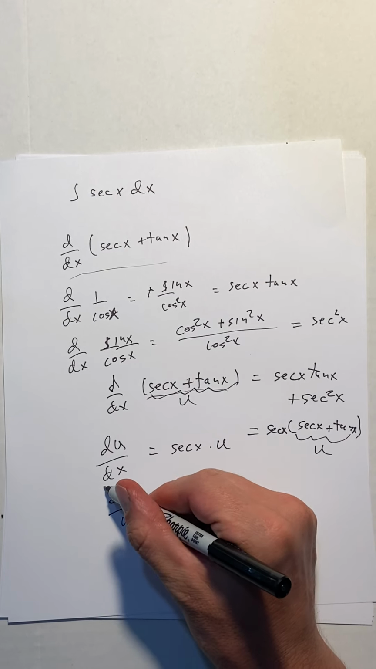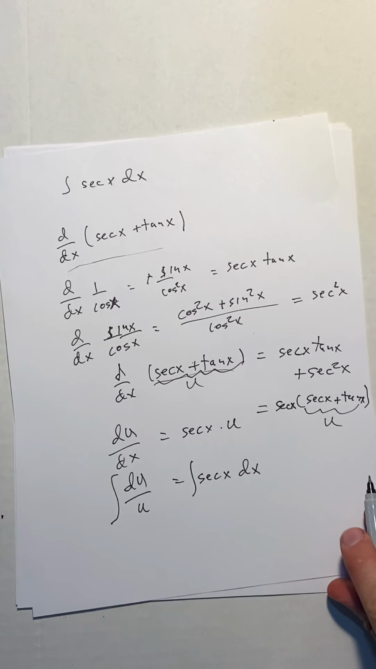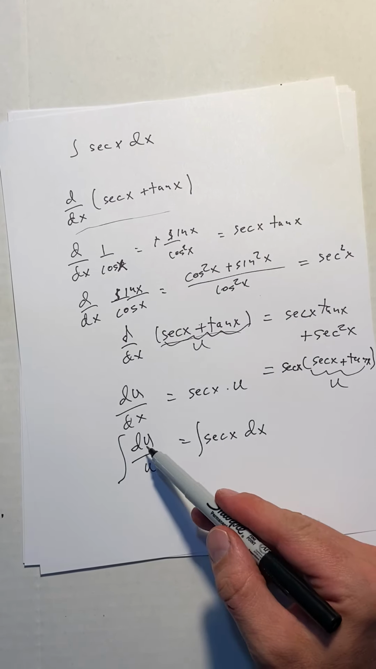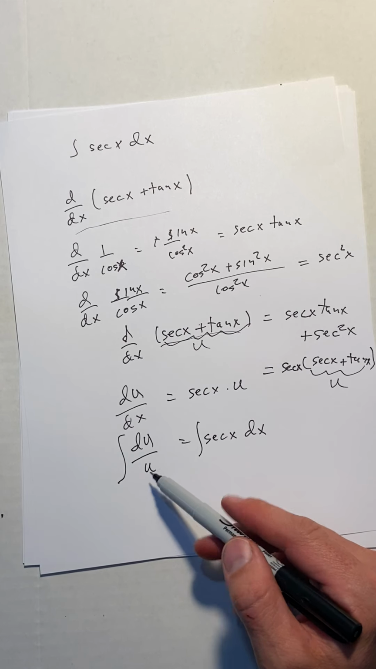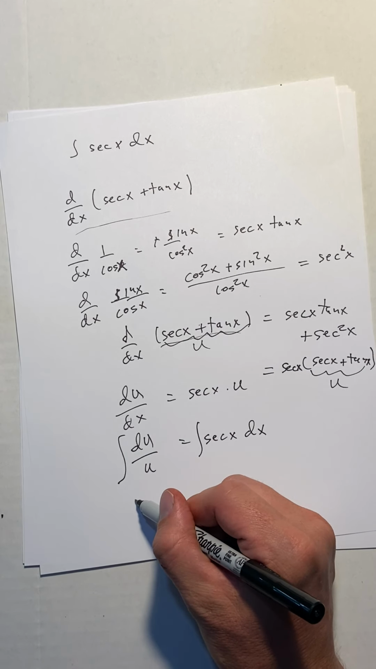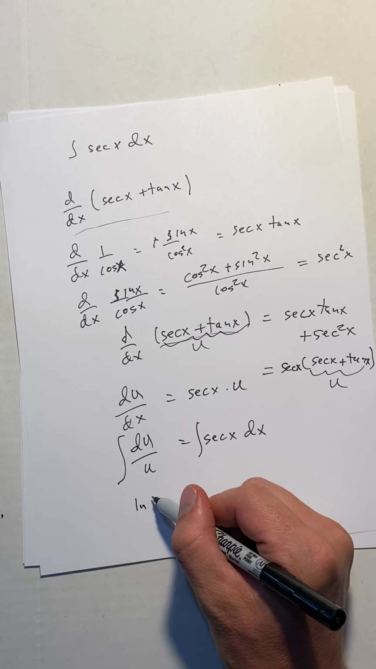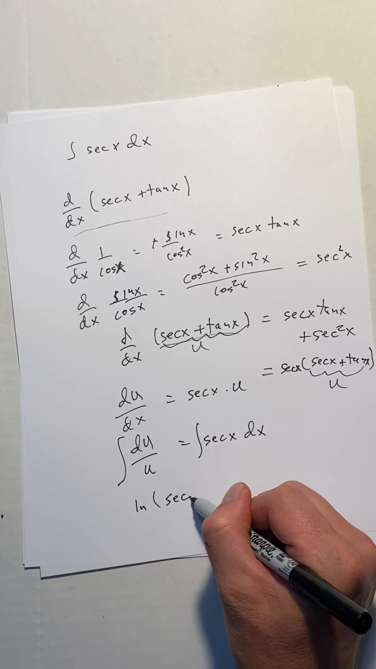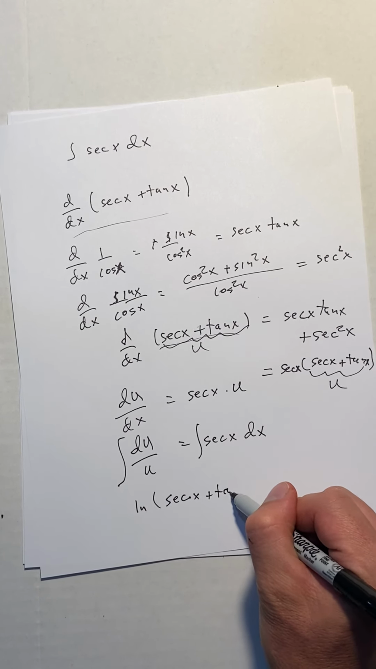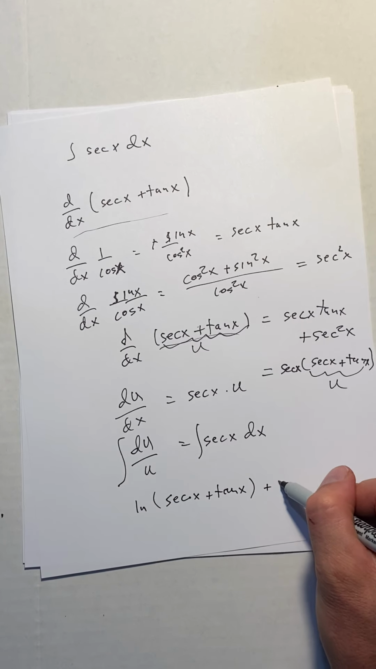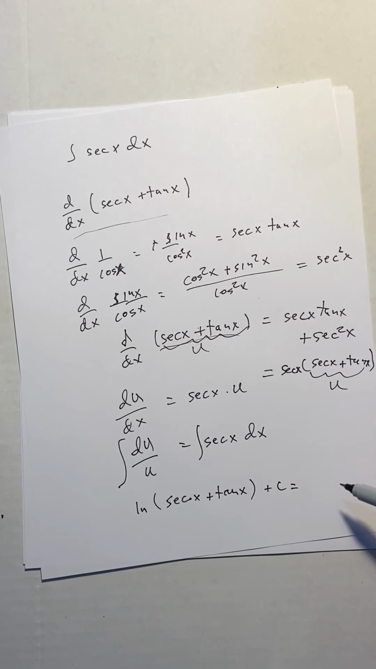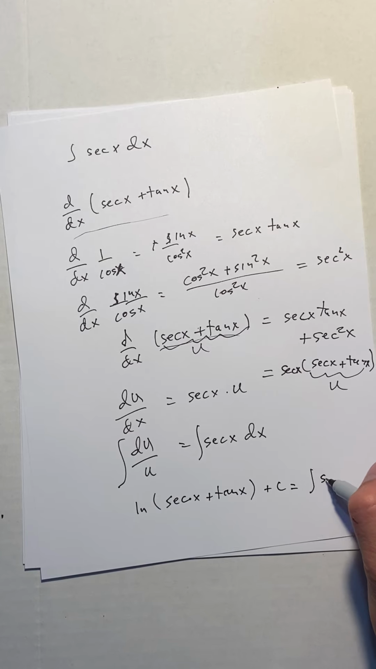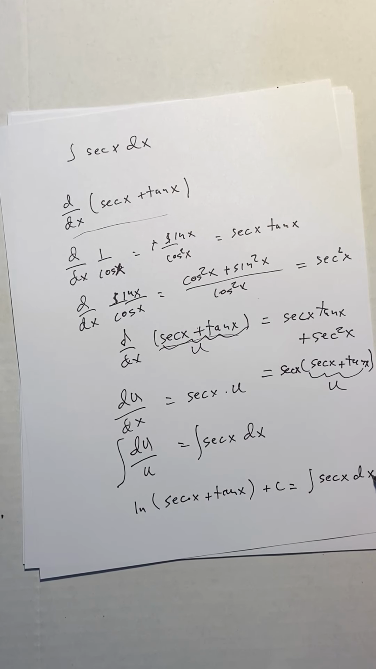Integrate both sides. We get that the integral of secant of x is going to be the integral of du over u, which is just natural log of u. So you get natural log of u, which is secant of x plus tangent of x, plus an arbitrary constant, is the integral of secant of x dx.